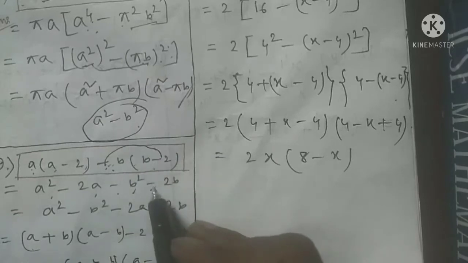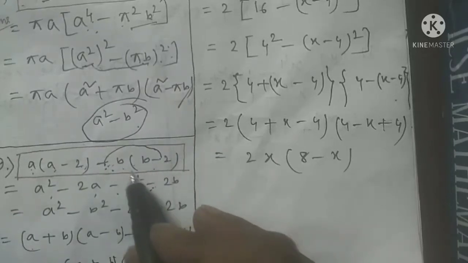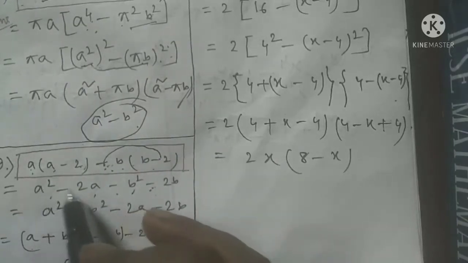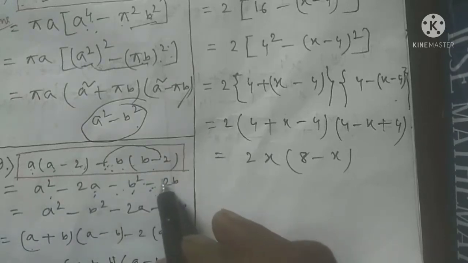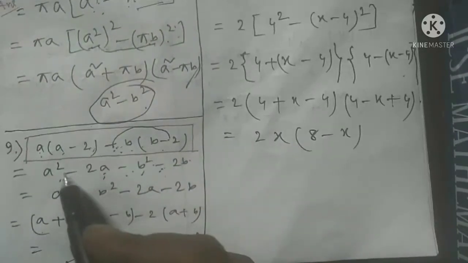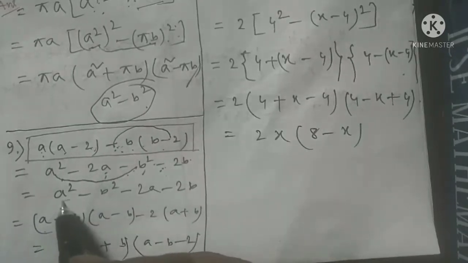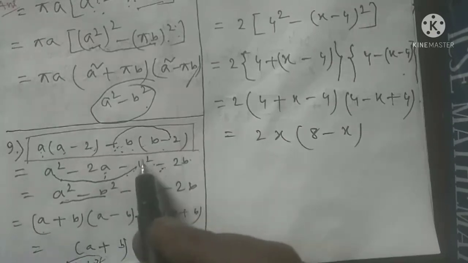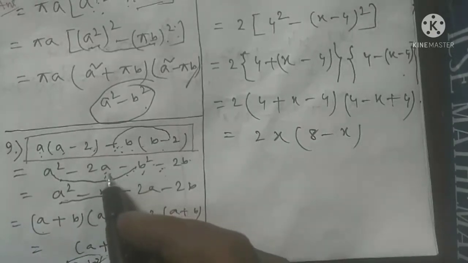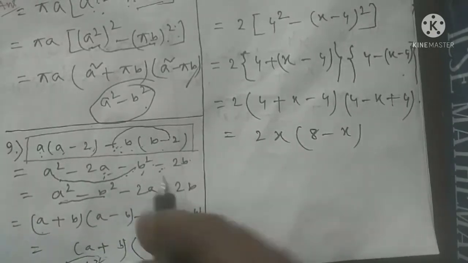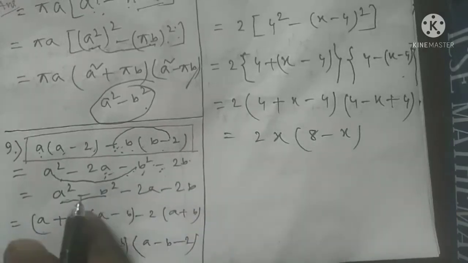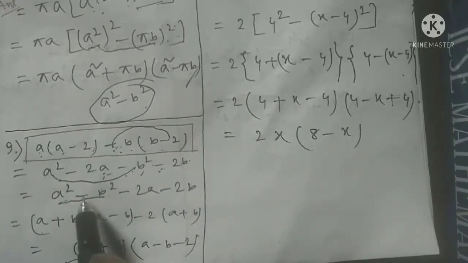And minus into minus, plus, and if you multiply 2 into b, 2b. So here will be a square minus 2a minus b square minus 2b. So my dear student, you can arrange a square and minus b square. So we arrange a square and b square, and minus 2a and minus 2b we arrange aside. After that you can apply the formula, because we know the formula of a square minus b square. That means a plus b into a minus b.